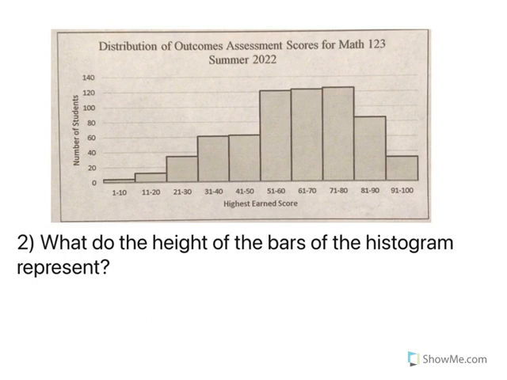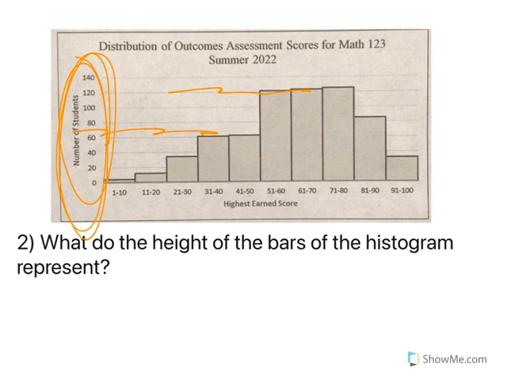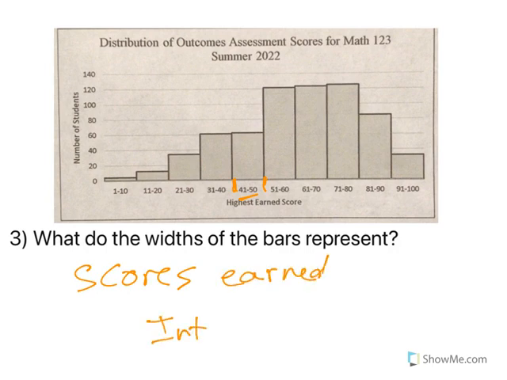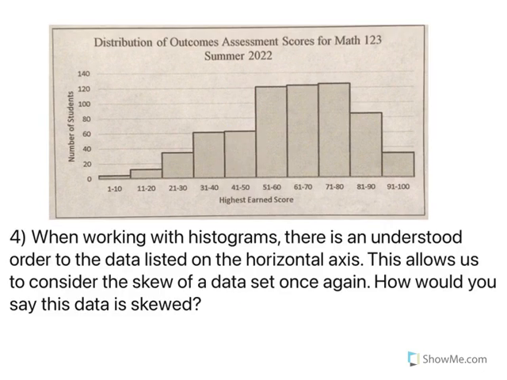What do the height of the bars represent? Well, if you think about the height of the bars, they talk about here, or the y-axis, or the vertical axis, and that's the number of students. So the height of the bars represents how many students are in that particular category. So the width of the bars represent the scores earned. And you can see they are in interval form, meaning if I look at just this random bar in the middle, this bar represents all the scores anywhere between 41 and 50. That's in this particular bar, so it's the scores earned.